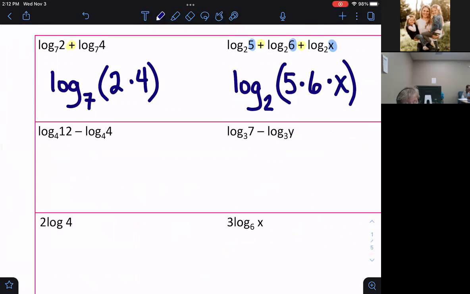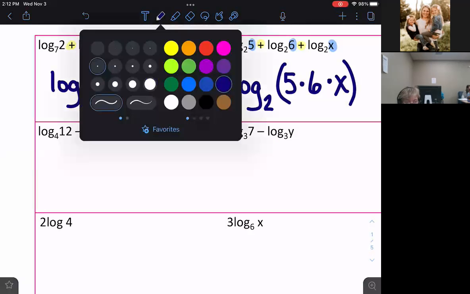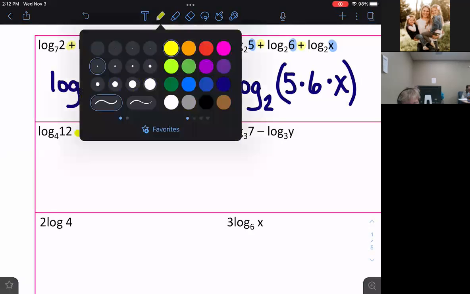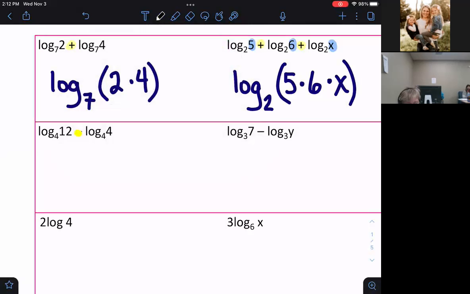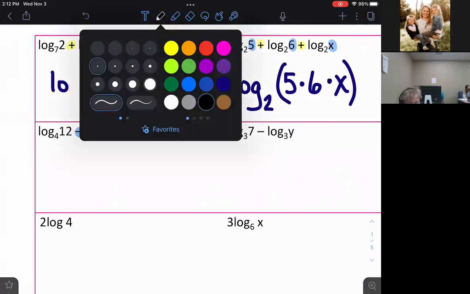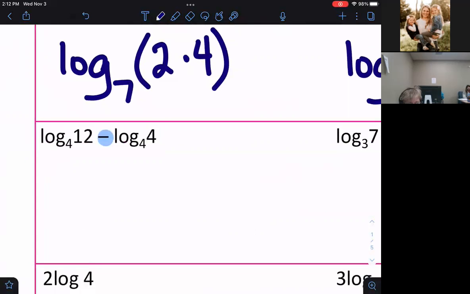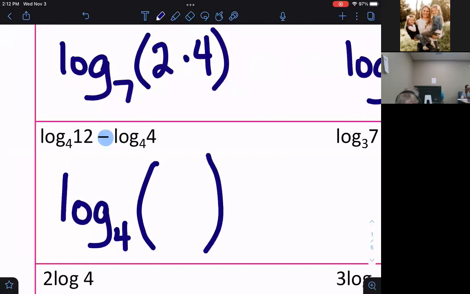Looking at the section in the middle, the first thing I notice here is that we have subtraction signs. So we have a subtraction sign there. Since that is a subtraction sign, I know that I'm going to use the quotient property. When we use the quotient property, we're going to keep the log and we're going to keep the base.